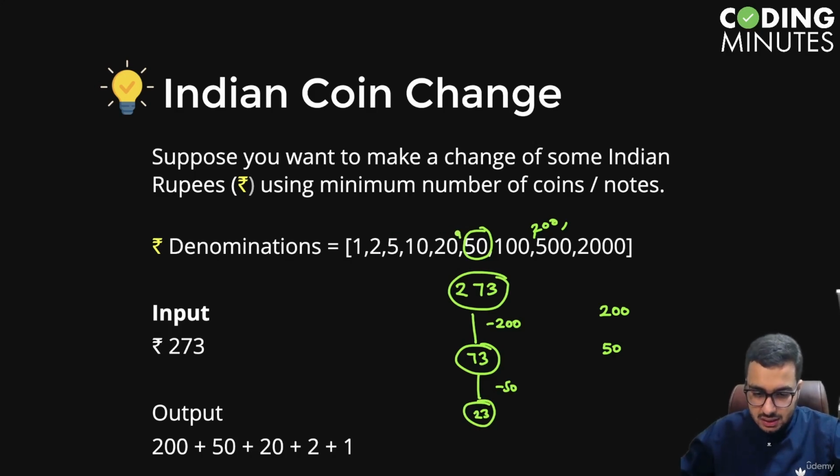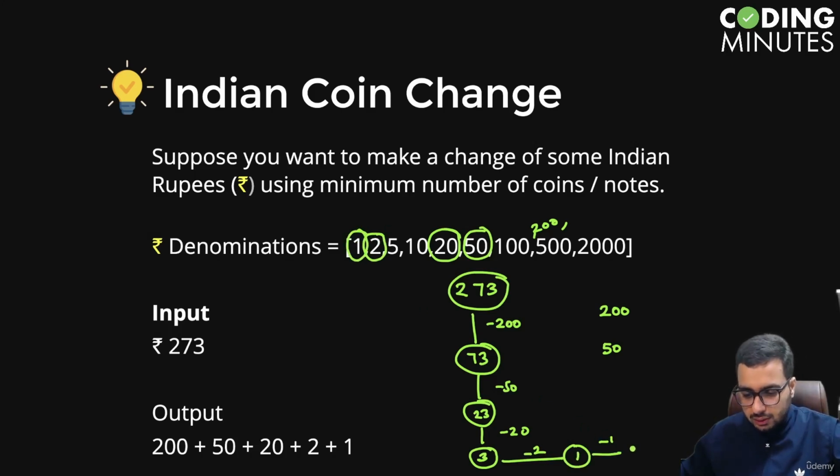So what is the largest note that is less than or equal to 23? That is 20. So we subtract 20 out of it. We are left with 3 rupees. How do we make change for 3 rupees? The largest is 2, so we subtract 2. We are left with 1 rupee. How do we make change for 1? We pick the 1 rupee coin and finally we end up at 0.